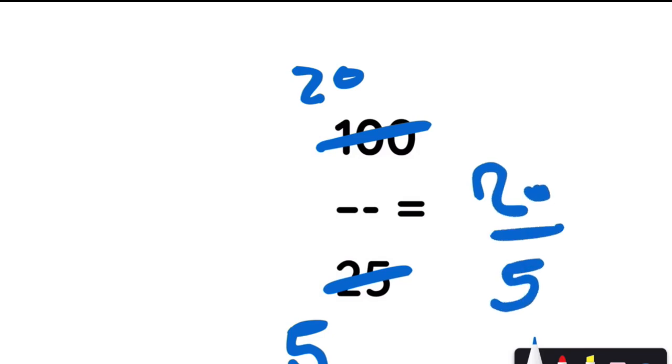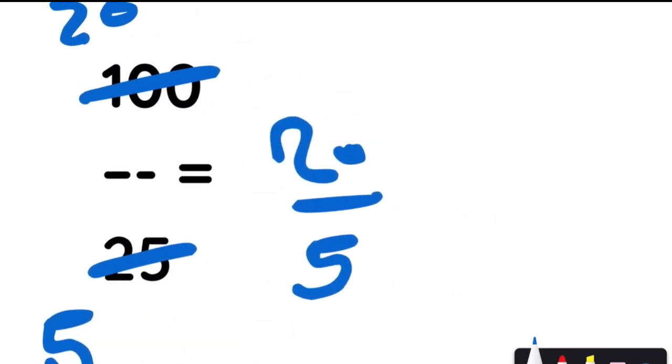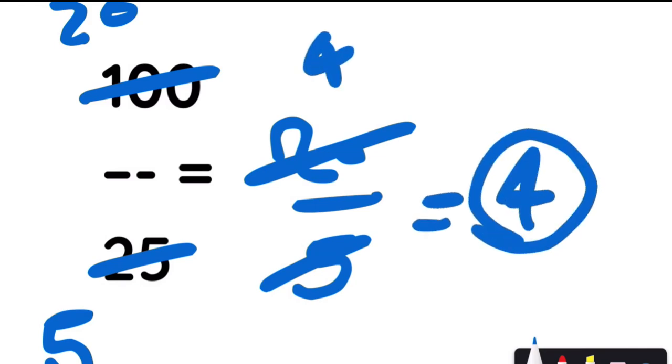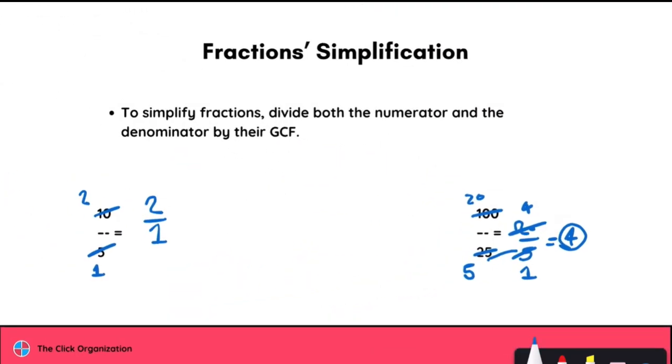25 divided by 5. But I see that I can simplify these two again, so it turns out that 5 was not the GCF of 125. So you can find that yourself. So I can simplify these two. 20 divided by 5 equals 4. So this was fraction simplification.